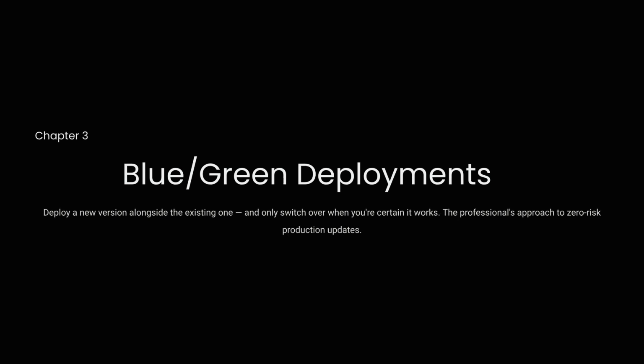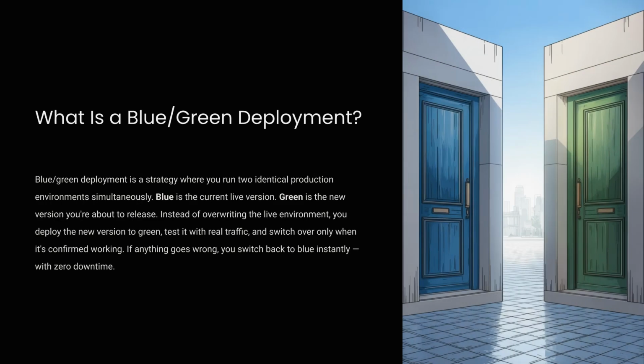Chapter 3 introduces blue/green deployments. This is the professional's approach to zero-risk production updates. The strategy is to deploy a new version alongside the existing one and only switch over when you are certain it works. Blue/green deployment runs two identical production environments simultaneously.